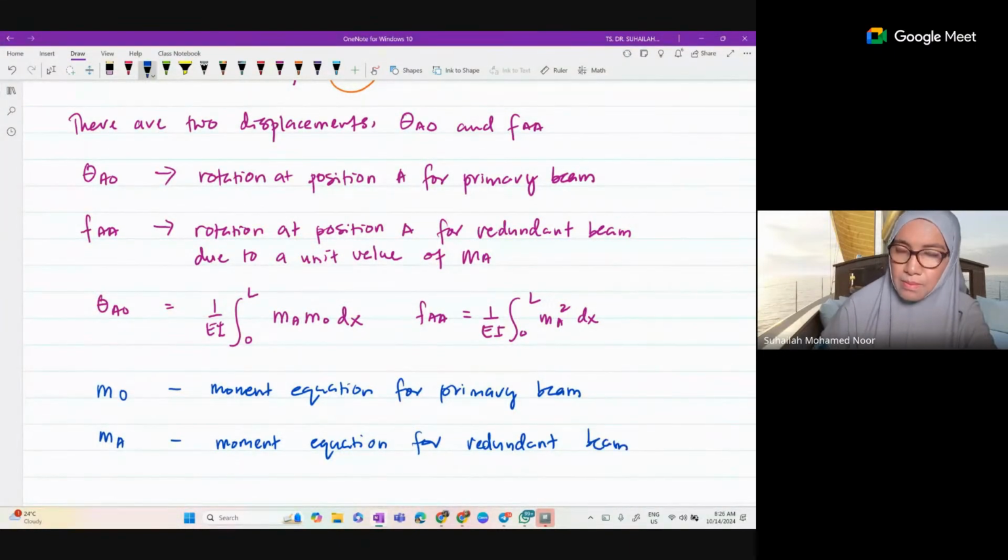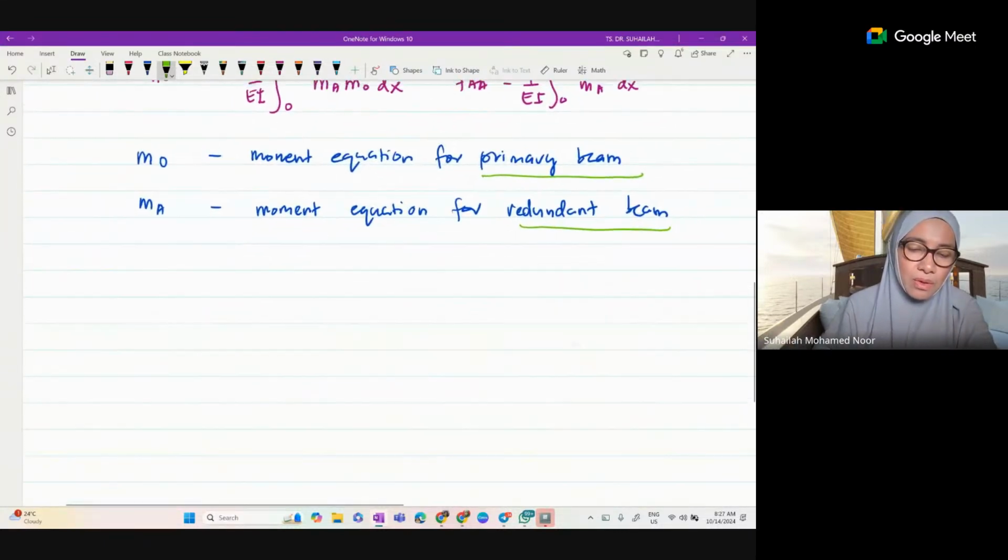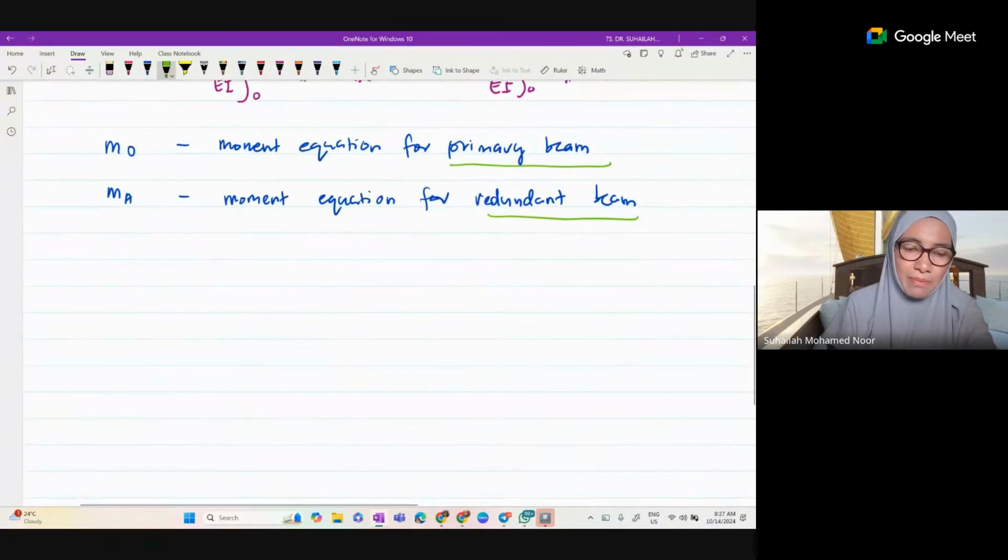Redundant beam. So there are two systems right now. This is the system. So we have to analyze these two systems. Start from the reaction, then the moment equation, then the displacement. Then only we substitute into the compatibility equation. So we will analyze starting from the primary beam. Okay, so we move to analysis of the primary beam.